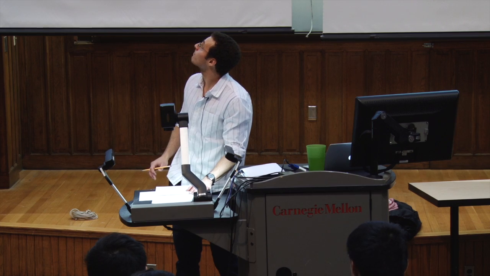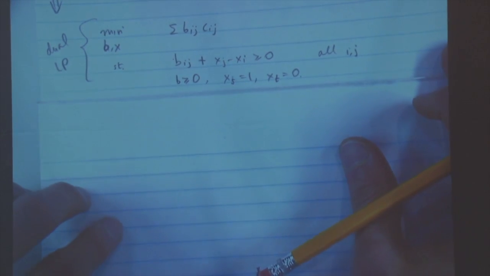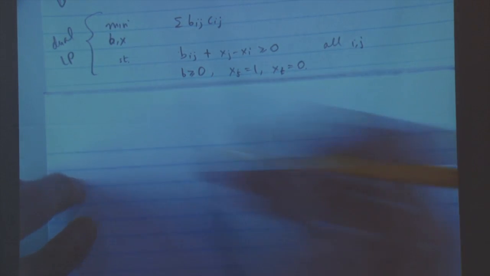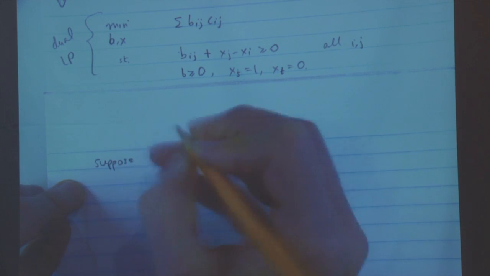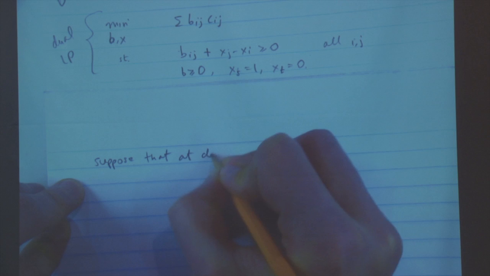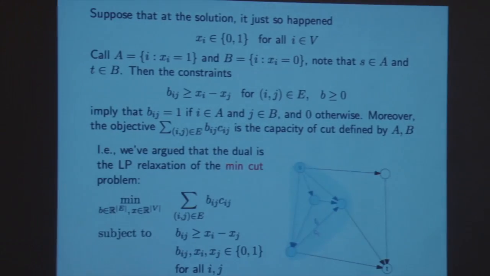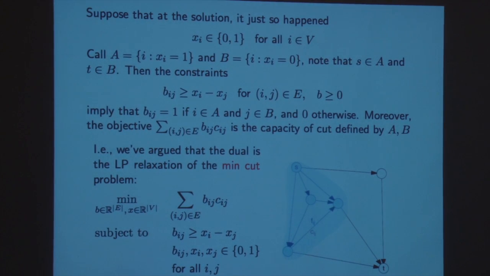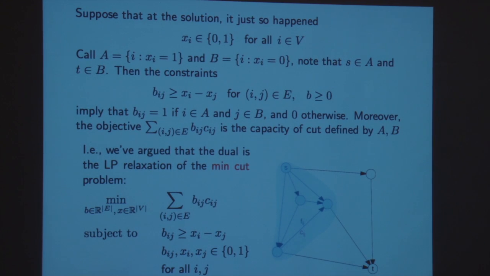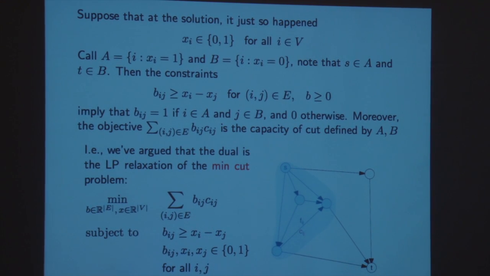So this is our problem. I said that this was the dual problem. And now when we look at it, we can see this is almost the same as a Mincut problem, but not quite. Because Mincut is not actually a linear program. Mincut's an integer program. And let's just suppose that at the dual solution, we had xi, is either 0 or 1 for all i, for all of the nodes in the graph.